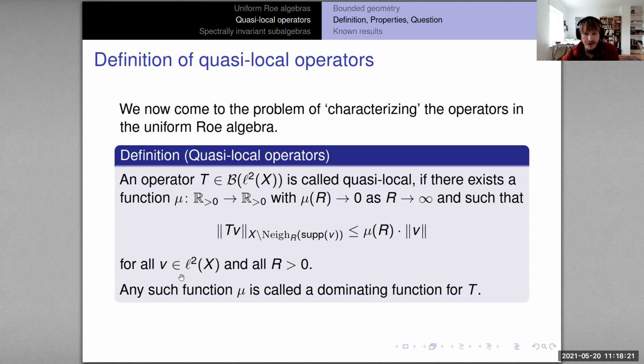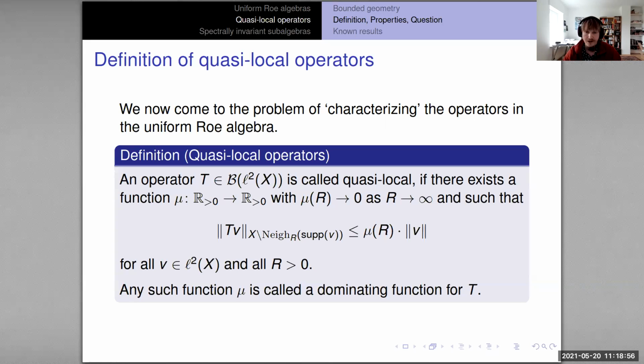I mean, imagine something like, for the vector v, say a Dirac mass at a single point. Then you apply your operator T to it, and then the result will be supported somewhere. But this condition here means that the resulting vector is still supported close to your original point where your Dirac mass was living. And this is uniform, in the sense that it's independent of the point that you consider to form this Dirac mass.